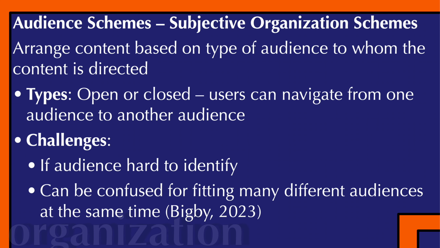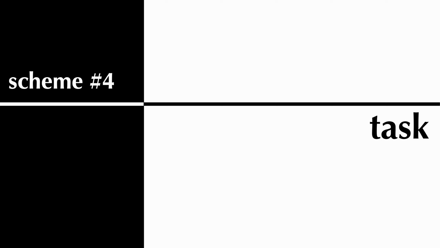The third scheme of four is audience. Here you arrange content based on the type of audience to whom the content is directed. It can be a couple types. It can be open or closed. Users can navigate from one audience to another. There can be challenges if the audience is hard to find or hard to identify. And it can be confused for fitting many different audiences at the same time. So the more audiences, it can be difficult to appease and appeal to all of them.